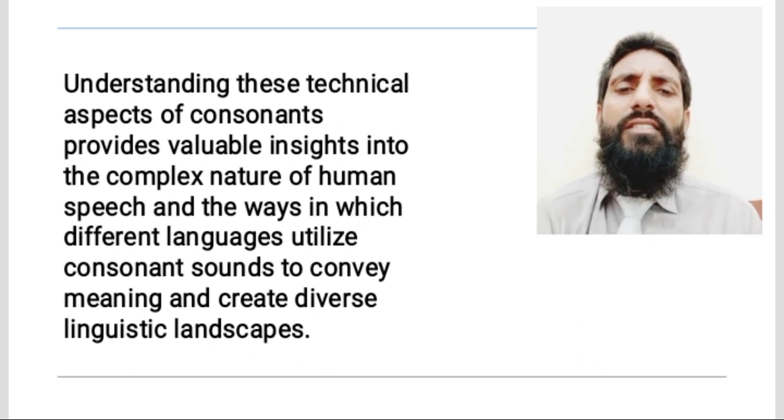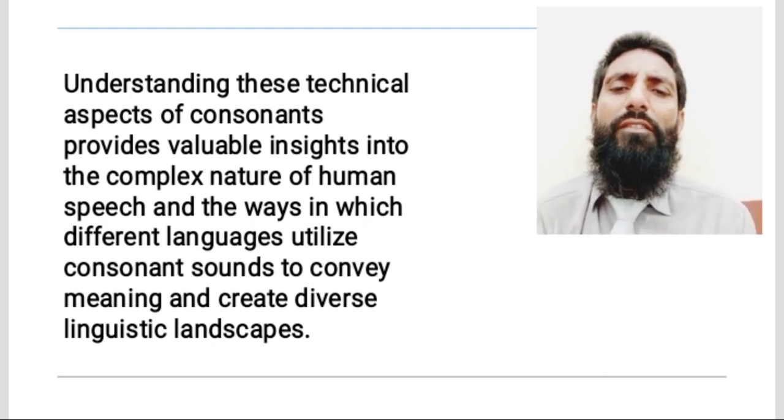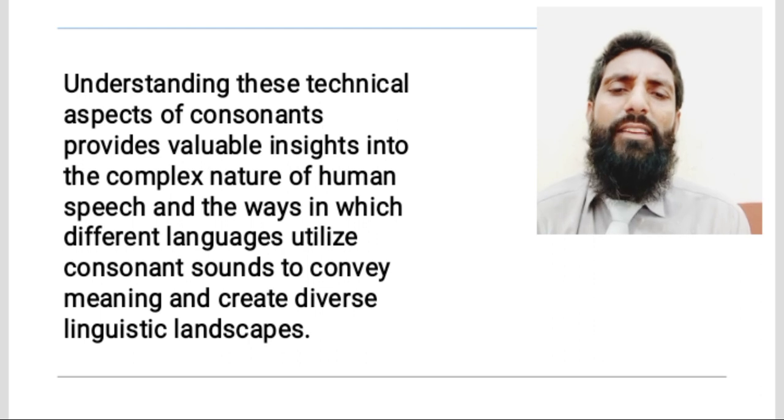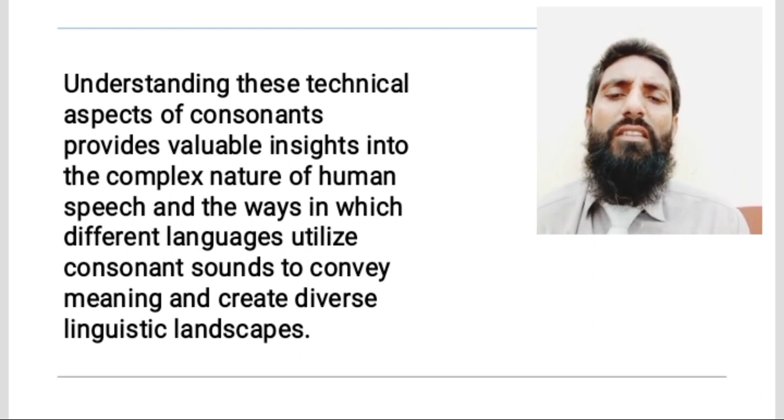Understanding these technical aspects of consonants provides valuable insight into the complex nature of human speech and the ways in which different languages utilize consonant sounds to convey meaning and create diverse linguistic landscapes.